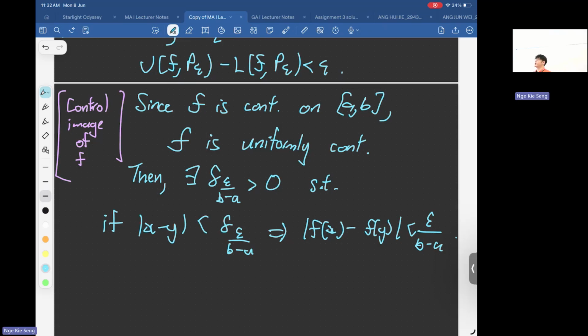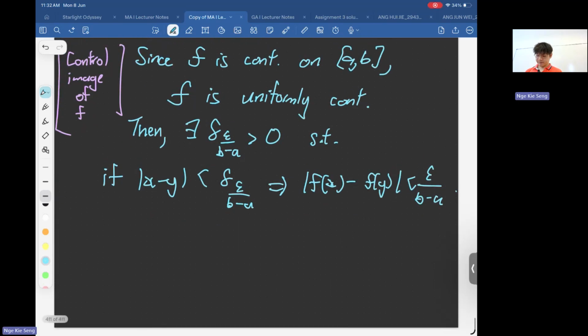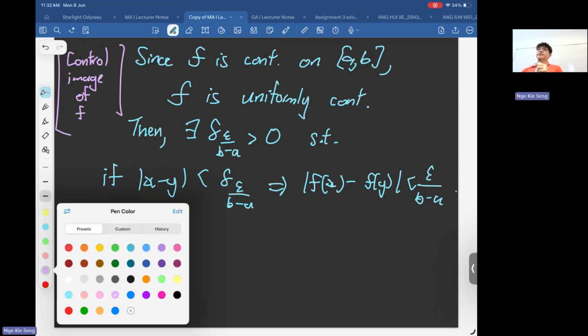Maybe you might wonder why I want to keep it as epsilon over b minus a. Maybe you can guess that later I'm going to multiply b minus a with this so that I get epsilon. So later you should expect something like that. This epsilon game, you can think of it as forecasting what I'm going to estimate. Like if it's epsilon over 2, maybe there are two things I need to combine.